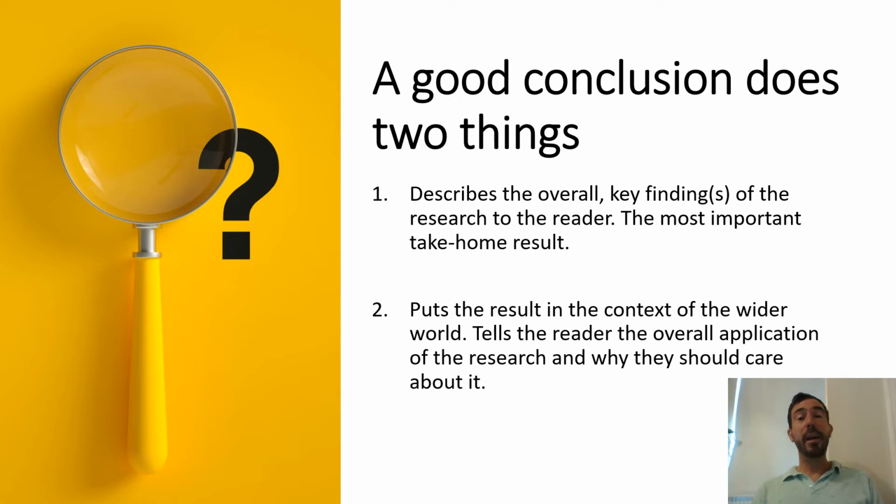So we can basically break down a good conclusion into two key points. A description of your overall result, which is the take-home message for the reader. What you have found. What should they take away from reading your article? Then, once it's stated the take-home message, it should contextualize that to the wider world. It should give some application. Tell the reader the overall application of the research and why they should care. State your finding, give the application. Short and sweet, no novelty, no referencing, your conclusion is done.